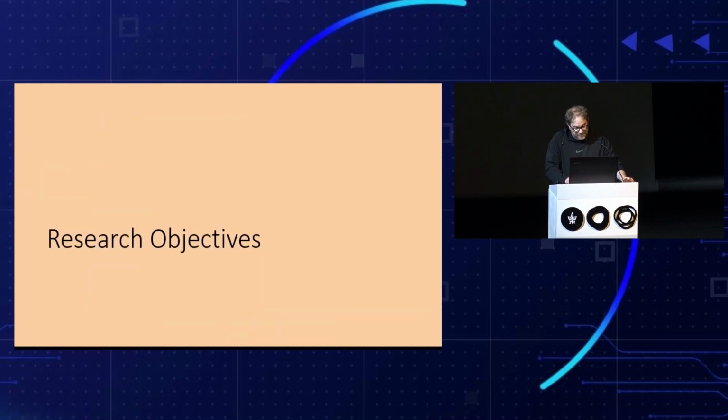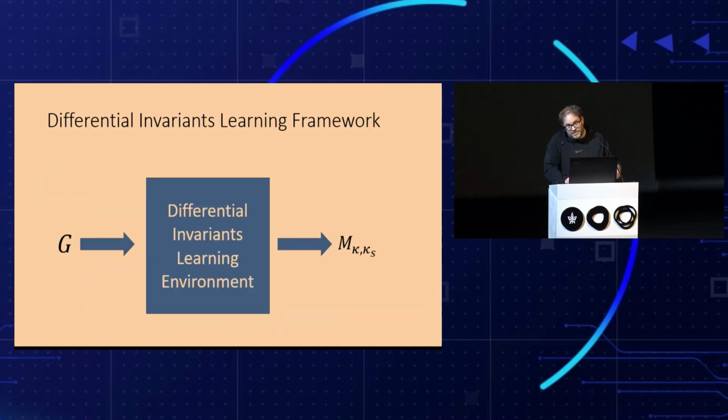So what do we want to do? Well, we want to devise neural models which will approximate those local properties, those differential invariants, with respect to some transformation group. So we want to build a differential invariance learning environment which, given some transformation group G as an input, will give me a neural model which will approximate the G-invariant kappa and kappa S at a given point.